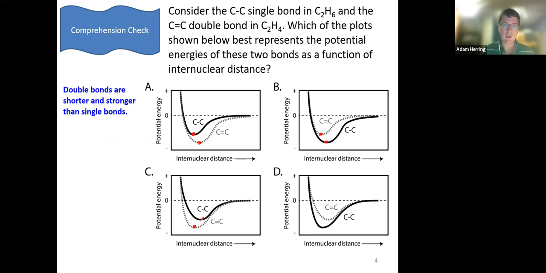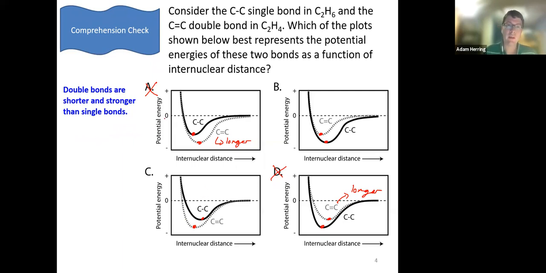When you look at the bond lengths, we can see that in this case, this is saying that the carbon-carbon double bond is longer. We know that that's not true. And we see the same thing here. In D, this is also saying that the carbon-carbon double bond is longer than the carbon-carbon single bond. So we know those cannot be true. So both for B and C, it's depicting a carbon-carbon double bond that is shorter than the single bond, which is good. But which one is stronger?